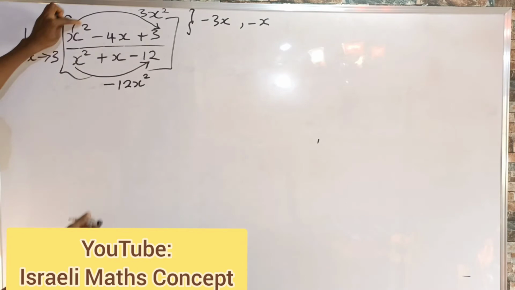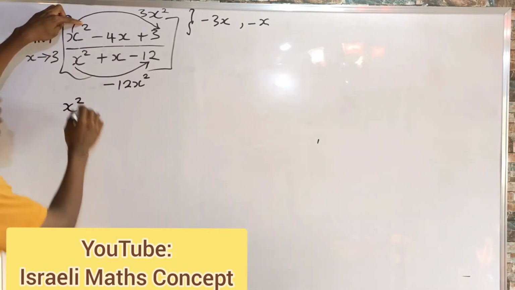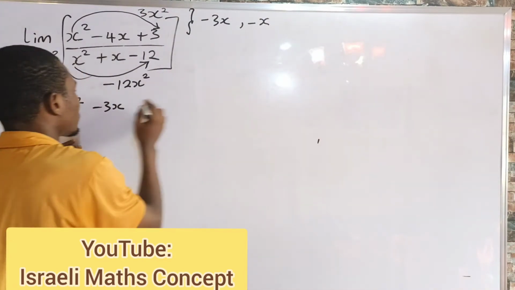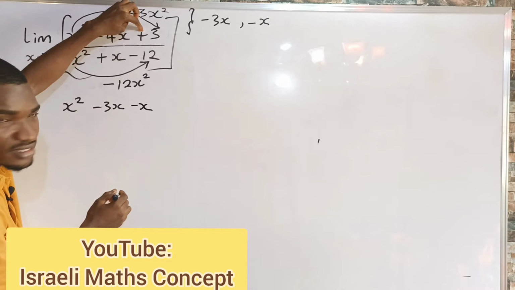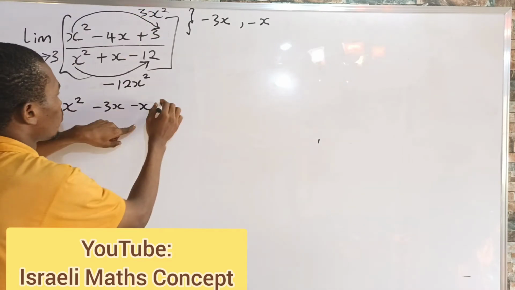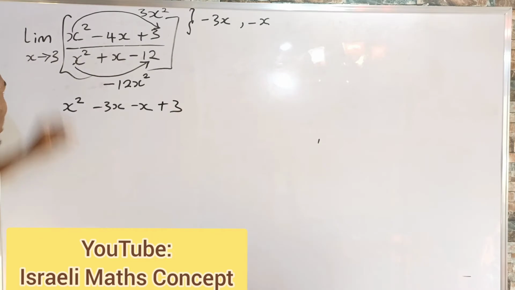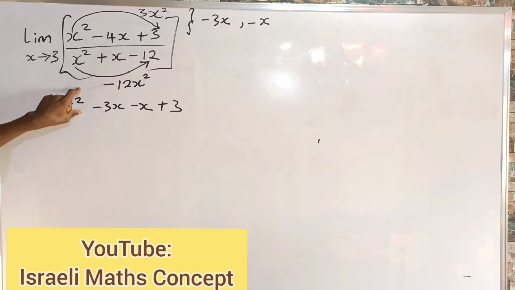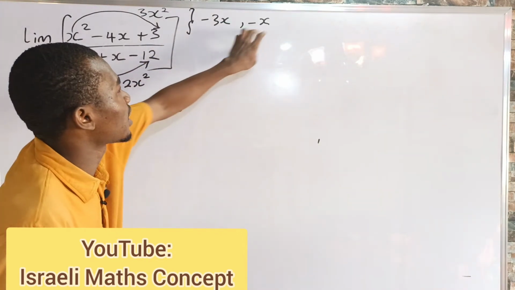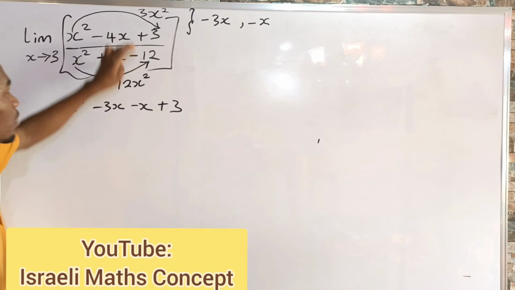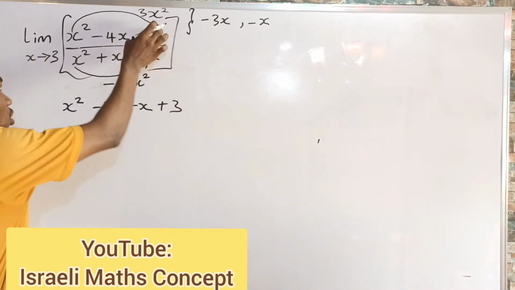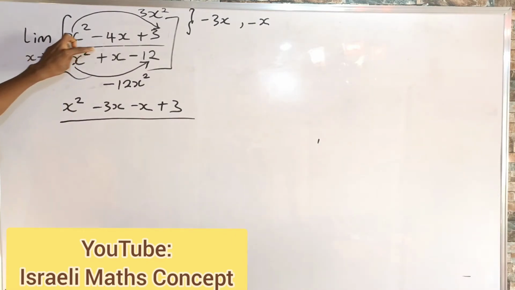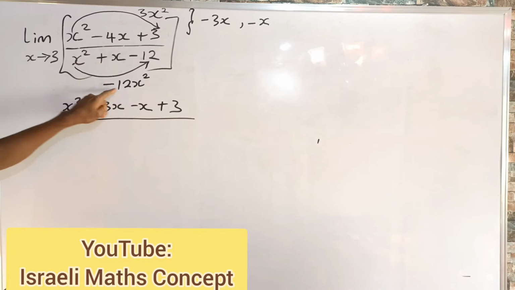Then we have x squared, then we put these two factors, which are negative 3x and negative x, then we also put the last number, or constant, we have here, which is plus 3. Remember what I did? I just included the highest degree of x, which is x squared. Then I put the two factors, negative 3x and negative x, after which I put my positive 3, which is the constant. Then divided by, remember we multiply x squared with negative 12 and we have negative 12x squared.